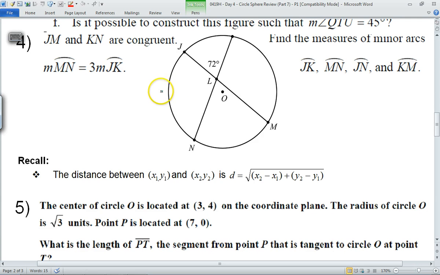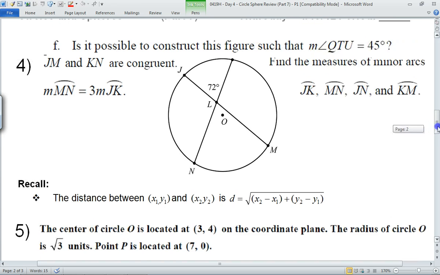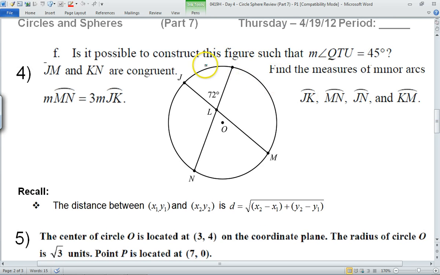All right, so Mr. Perez, here's the situation. We're given this 72 degrees right here. We're given the fact that arc MN is 3 times as big as arc JK. So look at this, you guys. This is arc JK. There's a K up here. So here's arc JK. Let's say I call arc JK x. The problem here says that the other arc is 3 times as big as JK.